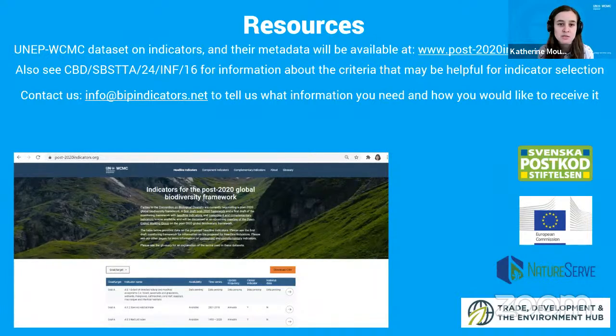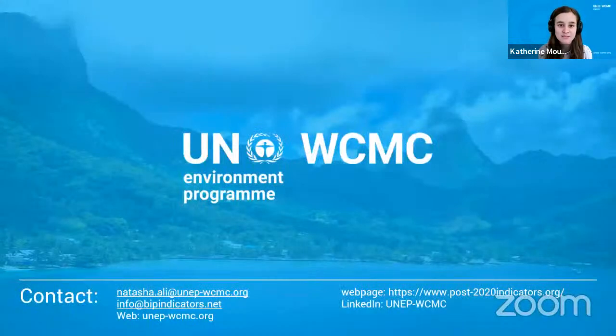This was a previous analysis we conducted, and this will provide more information about the criteria of indicators and the indicator selection. But if you have any further information and if parties want any more information, please get in touch with us at info@indicators.net and tell us what information you need and how you'd like to receive it, and we will do our best at providing it for you. Next slide, please. And that's it.